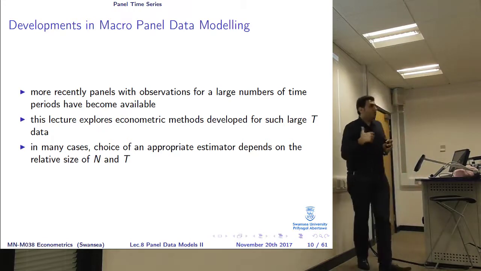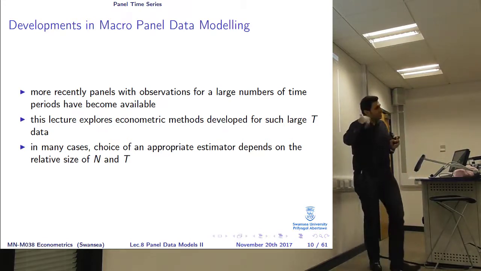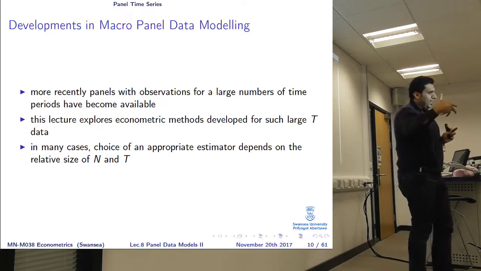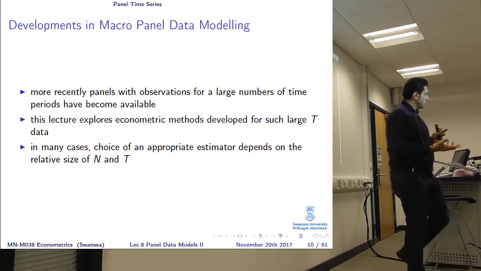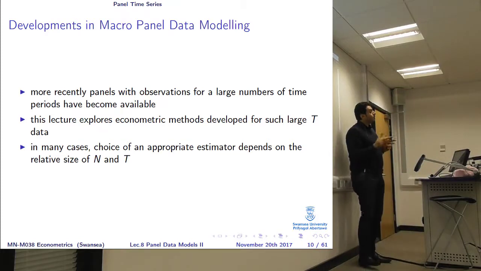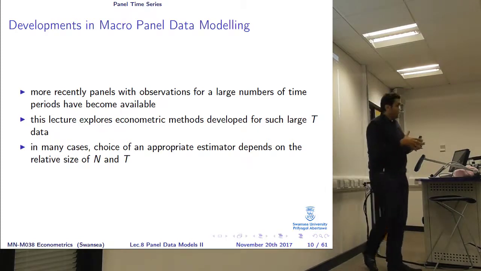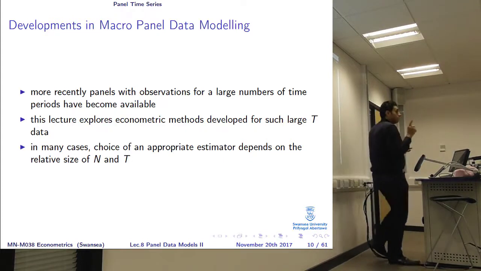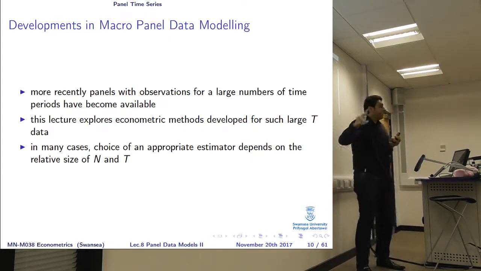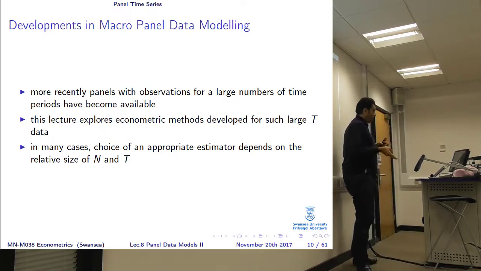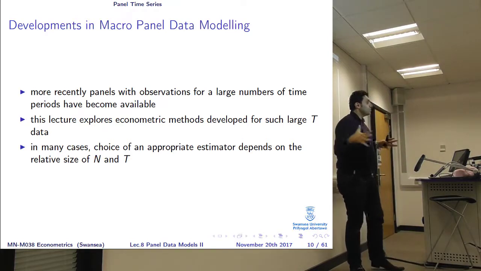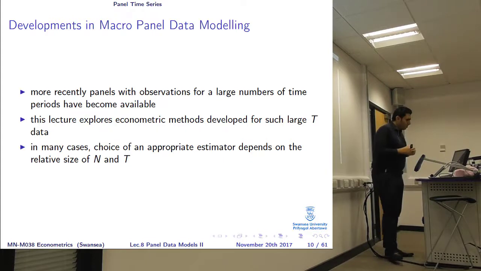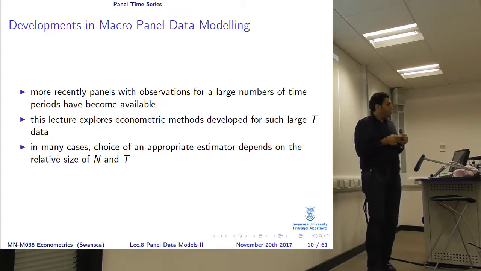So when you think of the fixed effect model and random effect model, we didn't worry much about issues related to time series econometrics. We were more concerned about how to capture heterogeneity across different units. But today we'll be more concerned about time series, about T. Our main concern today is T, but in some cases you will have large T and large N as well. That's why it's called panel time series, because we have large T.